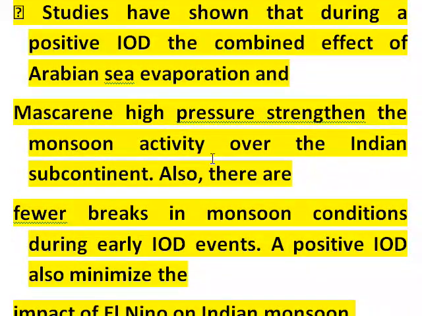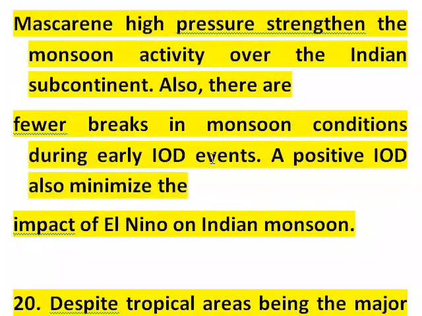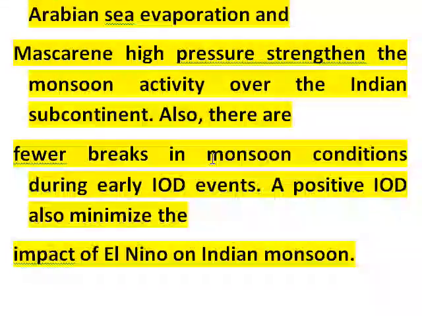Studies have shown that during a positive Indian Ocean Dipole, the combined effect of Arabian Sea evaporation and the Mascarene high pressure strengthens the monsoon activity over the Indian subcontinent. Also, there are fewer breaks in Indian monsoon conditions during the Indian Ocean Dipole event. The positive Indian Ocean Dipole also minimizes the impact of El Nino on the Indian monsoon. So, thank you.